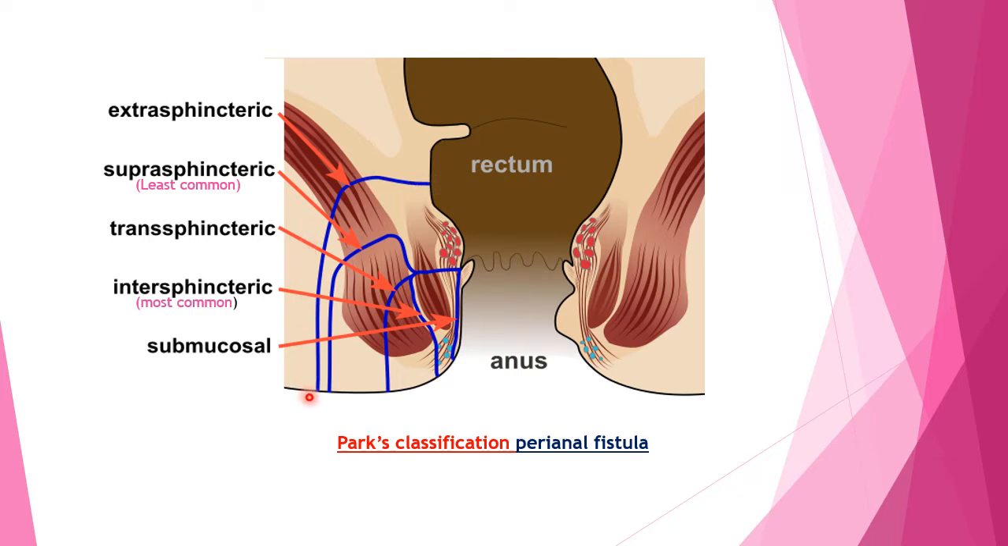That's the extrasphincteric. You will notice here that the external orifice of this fistula differs in its distance from the anal margin. The further it is away, the higher the fistula is. So this is an important consideration when you examine the patient: the distance of the fistula opening in the perianal region.